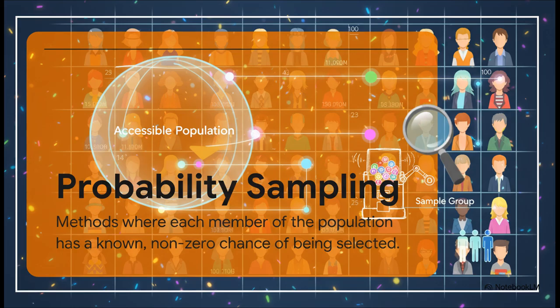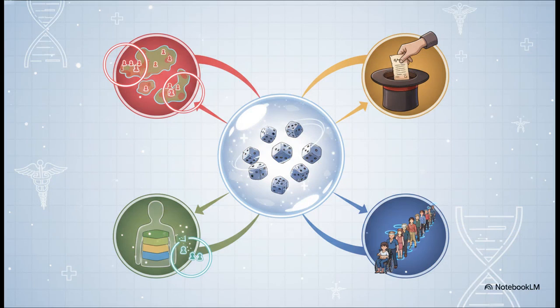The researcher can't, even by accident, pick their favorite people. And because of that randomness, they can confidently say, hey, what we found in our small sample, it probably holds true for the entire population. So under this big umbrella of probability sampling, there are 4 main ways to do it. You'll see these a lot in really solid research. Let's do a quick breakdown of each.